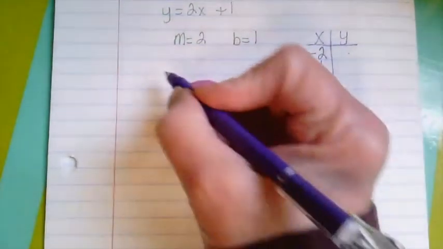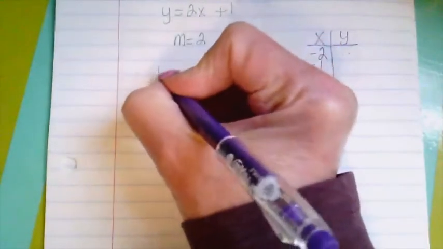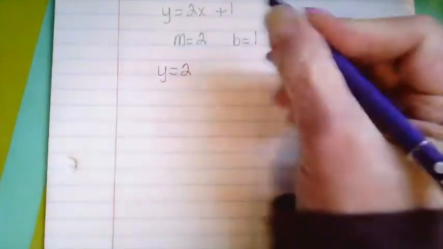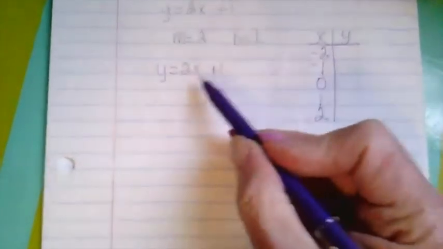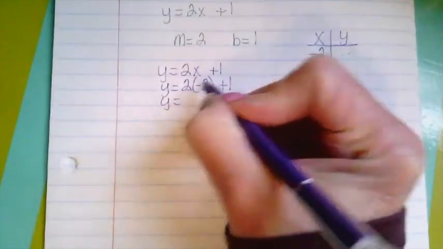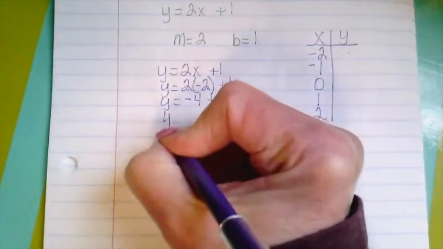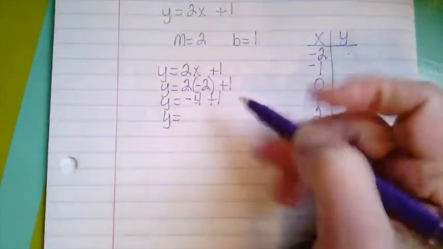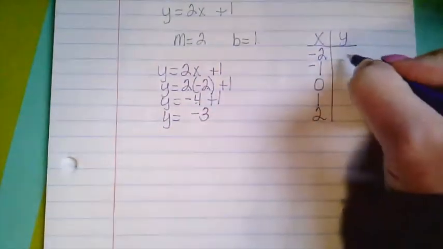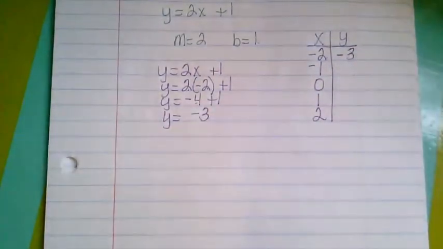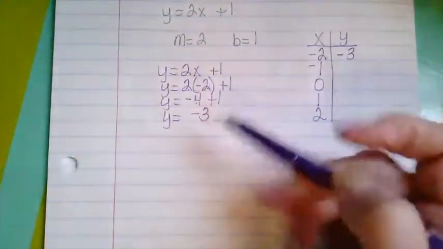So we're going to start with this -2 and start with our equation y equals 2x plus 1. That's our original equation. We're going to plug this -2 in where the x is. So y equals 2 times -2 plus 1. Y equals 2 times -2 is -4 plus 1. So y is going to equal -4 plus 1, which is -3. So I'm going to put -3 over here, and I will continue down.